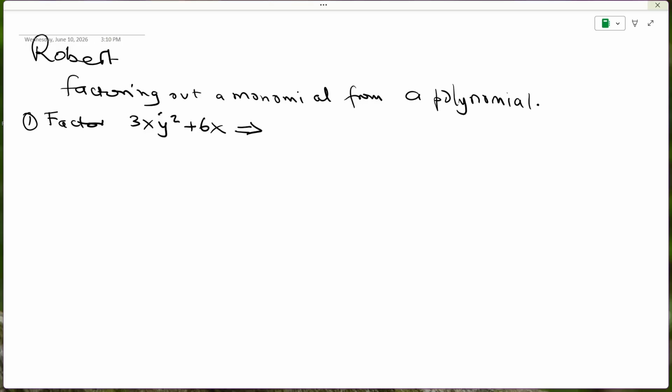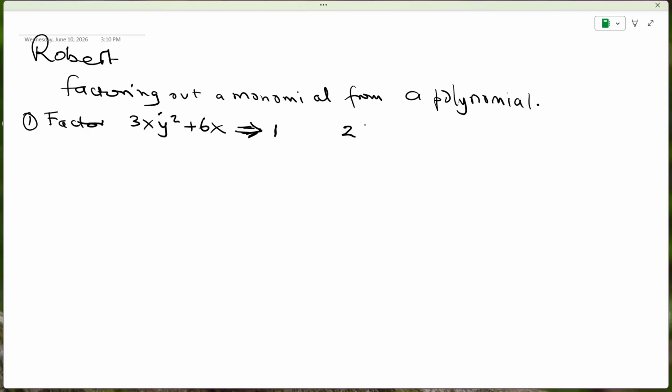Now, from this polynomial, you can see that we have a 3 here and we have a 6 there. If we brought out a 3, we would have removed a 3 from this part of the polynomial. Now, if we remove a 3 from 6, we will remain with a 2, because 3 times 2 will give us 6, while in the first part of the polynomial, 3 times 1 will give us 3.